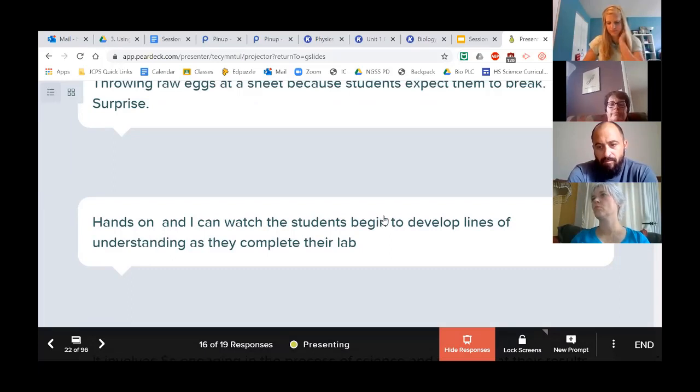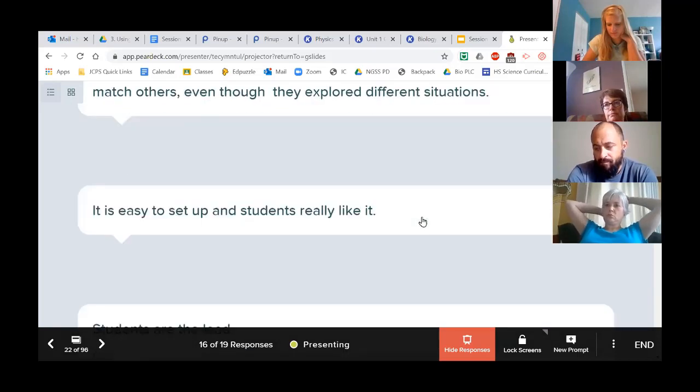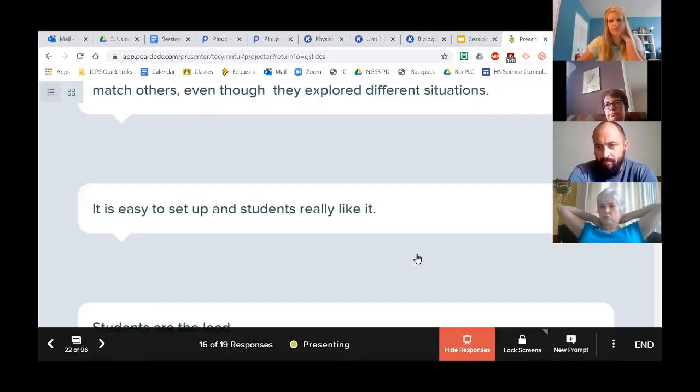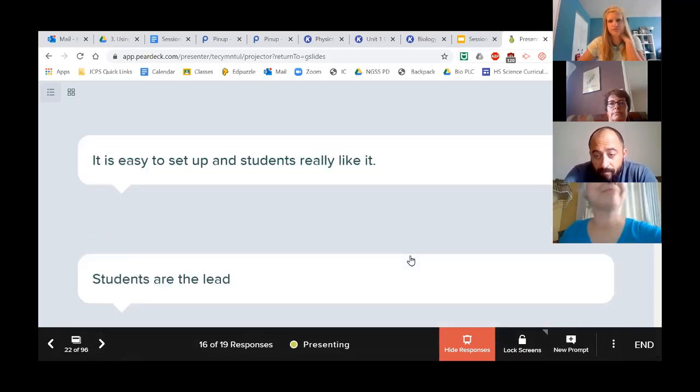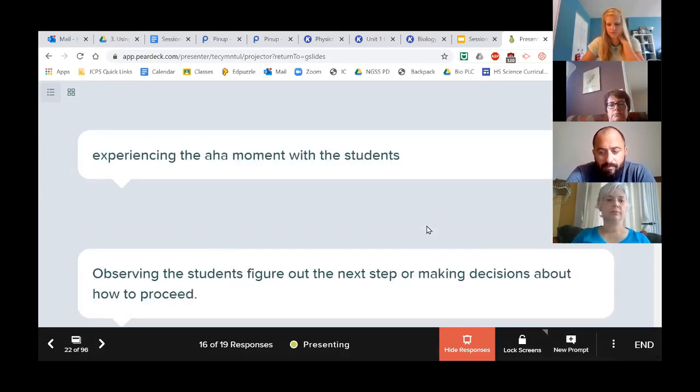Hands-on, I can watch the students to begin to develop lines of understanding as they complete their lab. It involves students engaging in the process of science and seeing that their results match others, even though they explore different situations. Easy to set up, and students really like it. Don't we love those activities, the simple ones? Students are the lead, experiencing the aha moment with students, the most fun part.